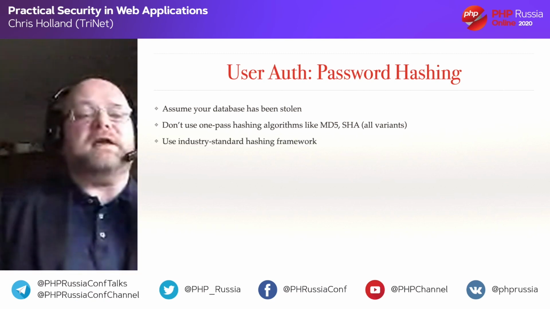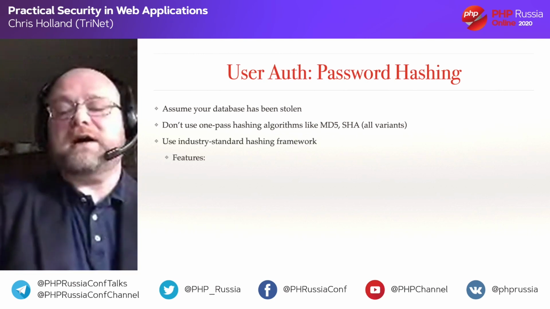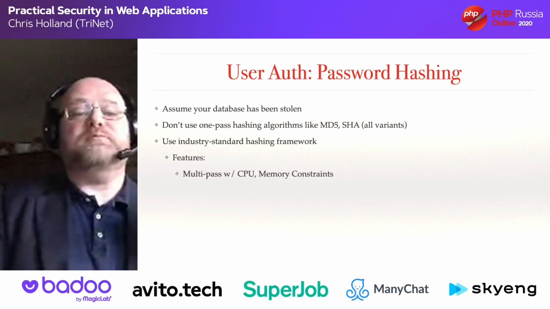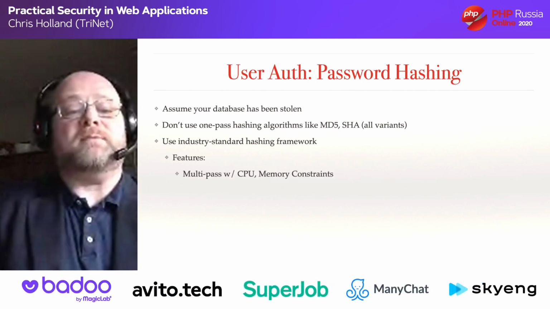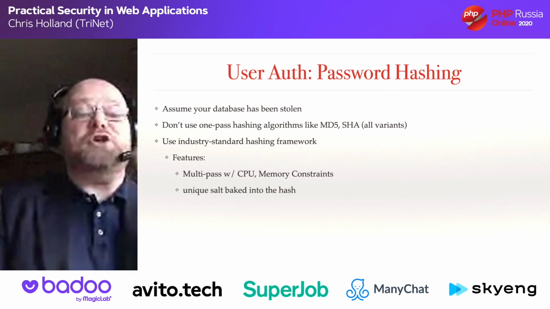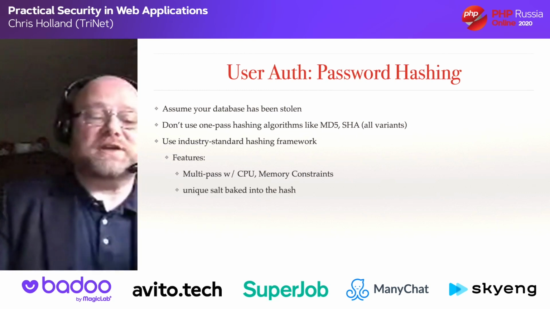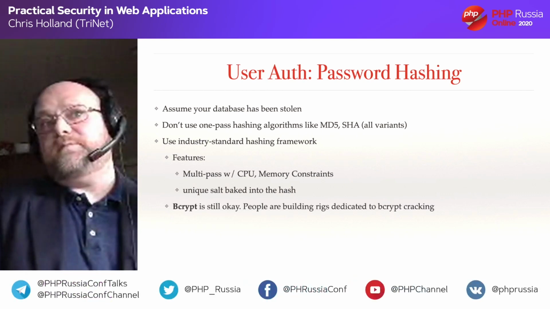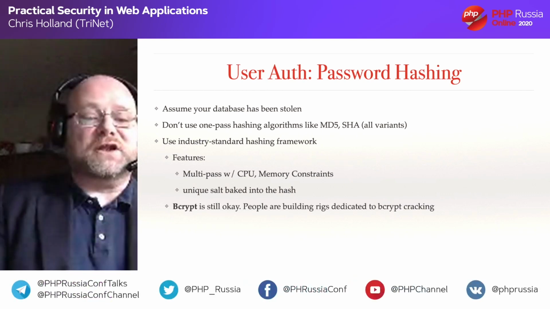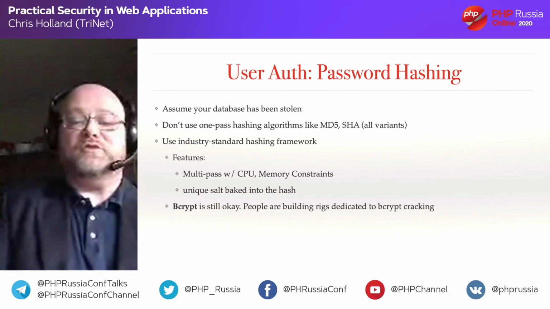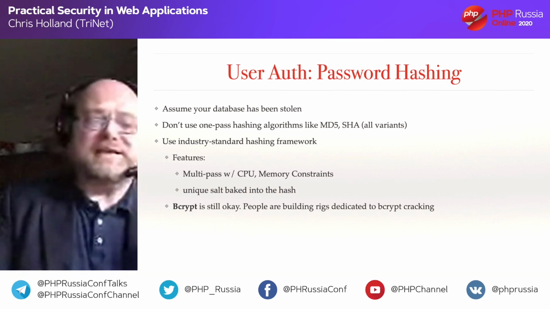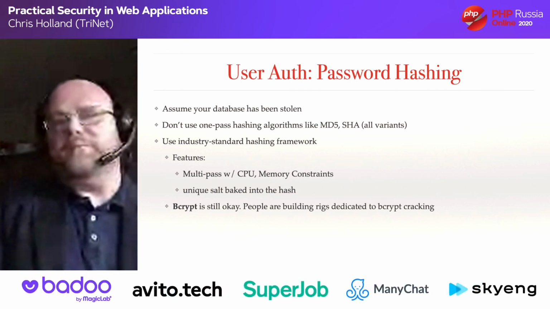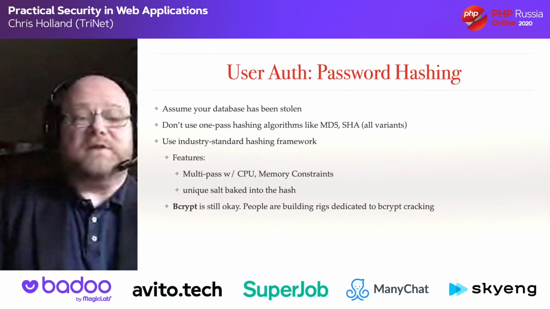You want to try to use an industry standard hashing framework, which has any number of those features, including that it's multi-pass, puts strain on the CPU and puts strain on memory as well. It has a unique salt baked into the hash. That's very important. So bcrypt is what's prevalent today. It's still okay. People are starting to build rigs dedicated to bcrypt cracking with custom ASICs. If you have good password policies, though, bcrypt is still very strong.